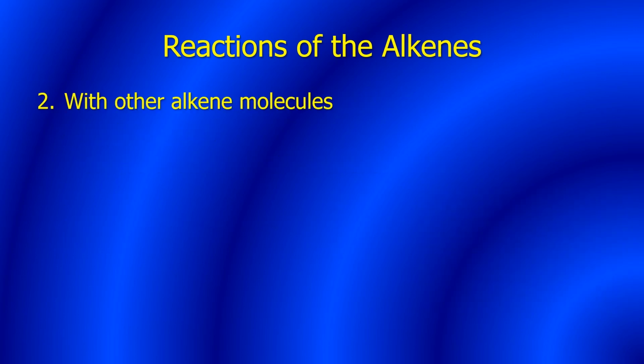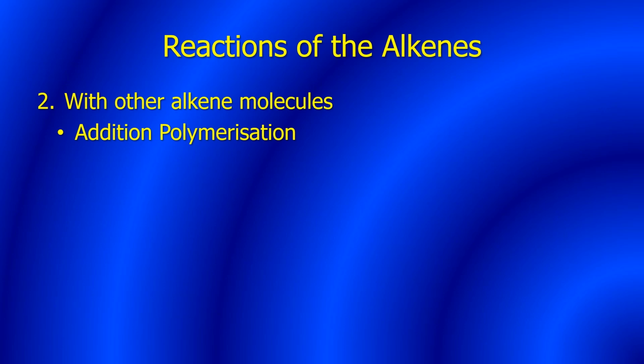The second reaction that alkenes can undergo is with other alkene molecules. And this reaction is called an addition polymerization. Again, it's an addition reaction because the molecules just join onto themselves. We only make one product.